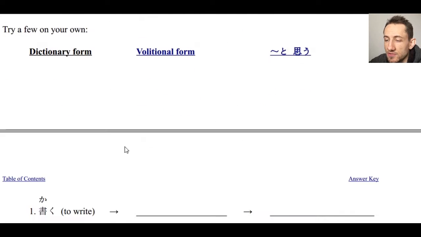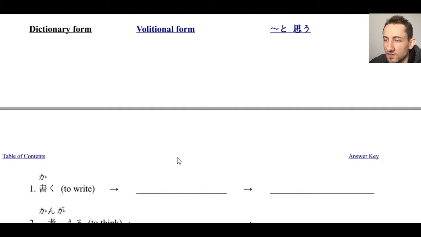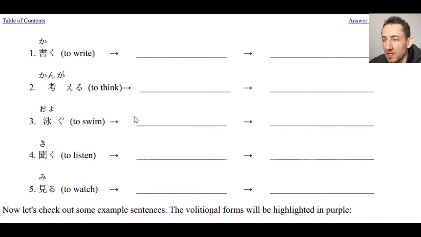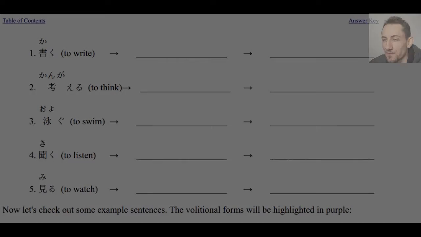So now we're going to just practice some on our own. So in the first column here, you can practice the volitional form and then just append to omou. So when you write these, be sure to write in hiragana and kanji. So let's see, we have just these 5. So pause the video, fill in the blanks, and now let's check.